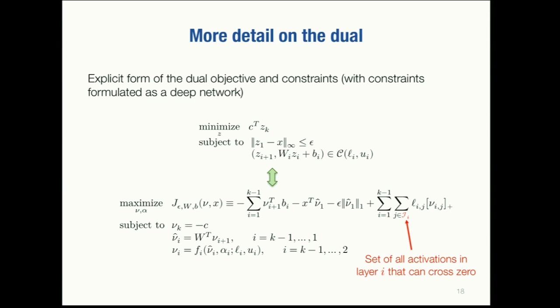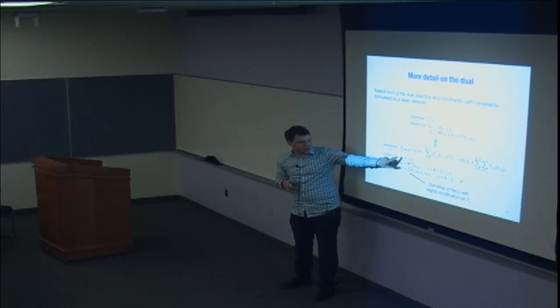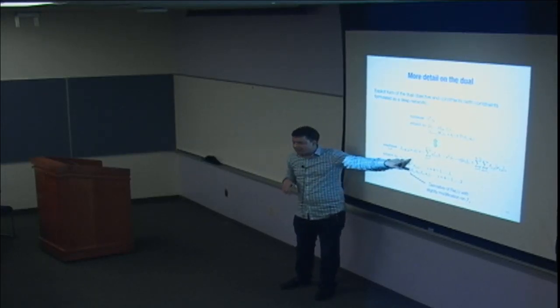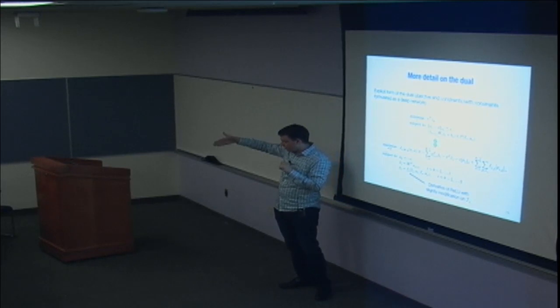Okay, so let's look at the terms in this problem. This is some objective. I'll get to the terms of the objective in a second, but I want to emphasize this part first. This part here is exactly the dual pass through the network. So nu k here is just the dual, basically the backward pass variables. It starts off being negative c, where c is the linear vector you're minimizing in the primal. So you start off your network with that value.